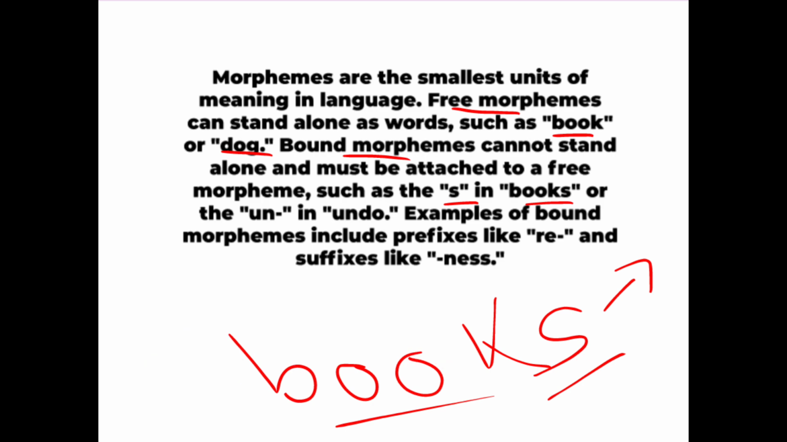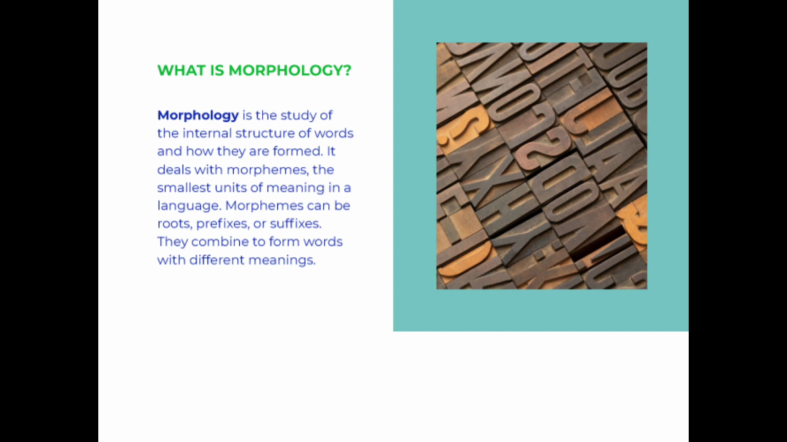So I hope this helped you. And for other examples, we talk about prefixes and suffixes. Prefixes are like a at the start, and suffixes like ness. Prefixes come at the start and suffixes come at the last.